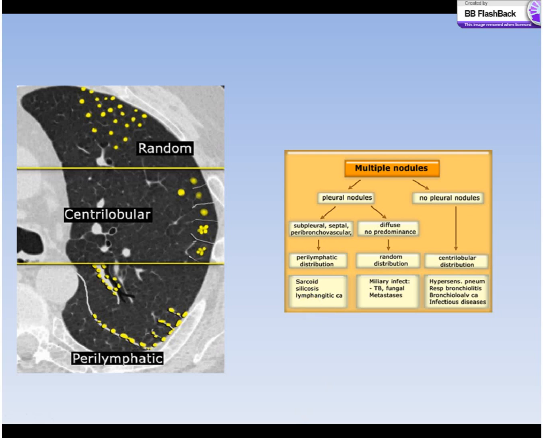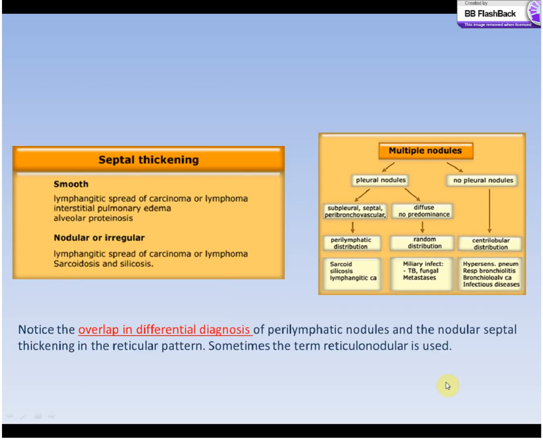And by a matter of elimination, if it's not centrilobular or perilymphatic, you're likely dealing with random distribution. And the common diseases we consider are miliary infections and hematologically spread cancers. The miliary infections are TB and fungal, and cancers that are hematologically spread are more common.